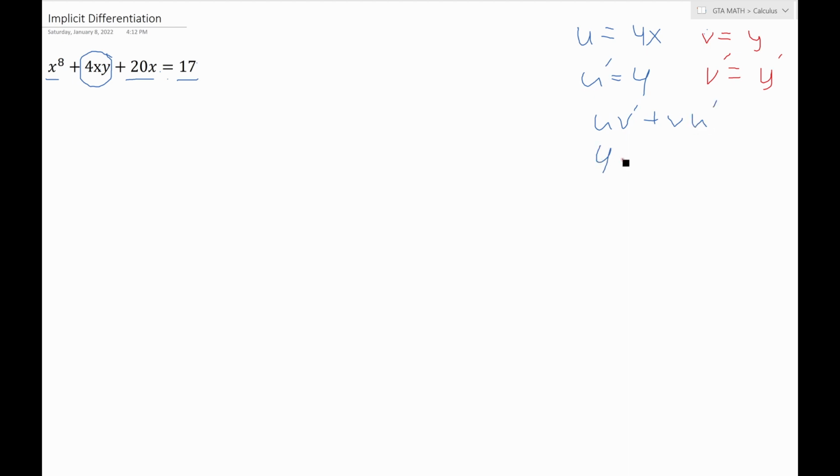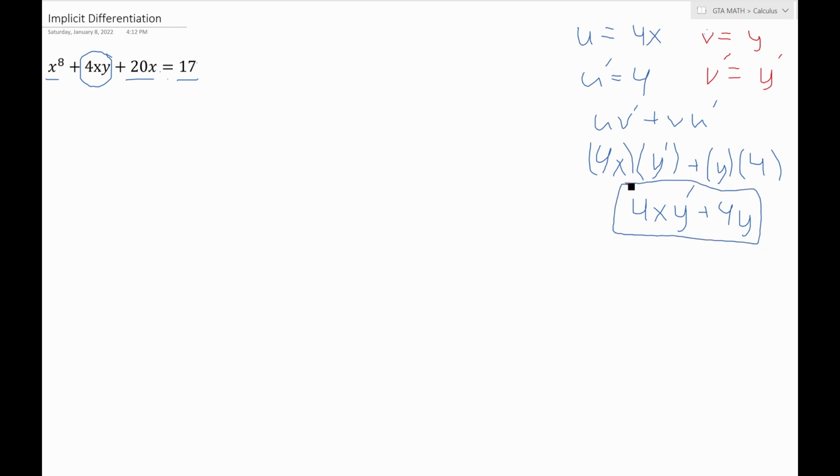So we have our u, which is 4x. We're going to be multiplying that by y prime, plus our v, which is y, and then our u prime, which is 4. We simplify this, we end up with 4x y prime plus 4y. This is going to be the derivative of what we circled earlier as implicit.